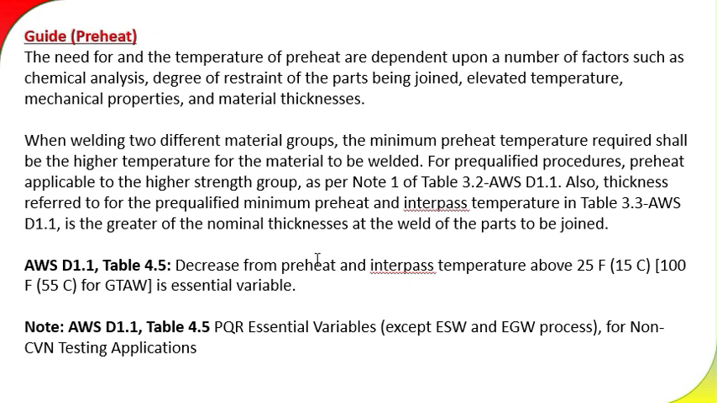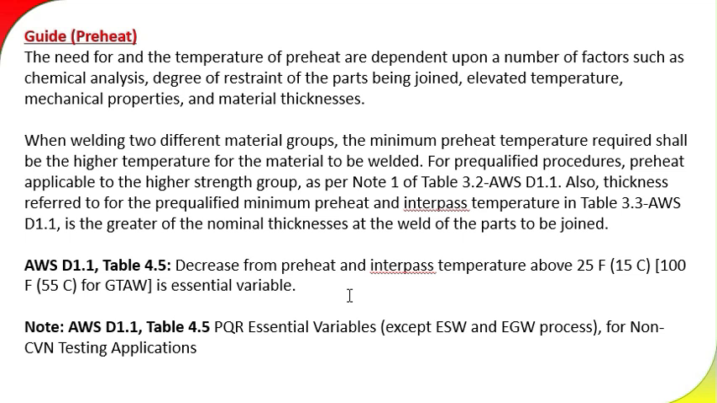So this is the preheat as a general concept, where it is mentioned which minimum preheat and interpass temperature requirement is in the AWS code, which table. If you go to AWS D1.1 Table 4.5, you see a decrease in preheat and interpass temperature above 25 Fahrenheit, and 100 Fahrenheit for GTAW, is an essential variable. So a decrease in the preheat is the essential variable.